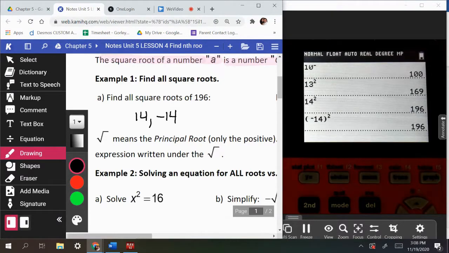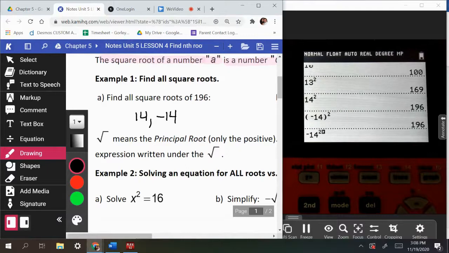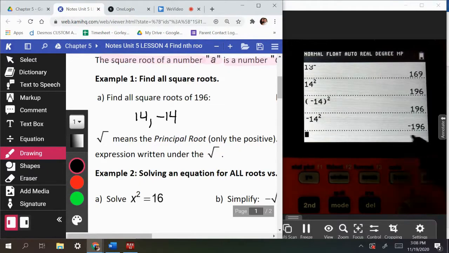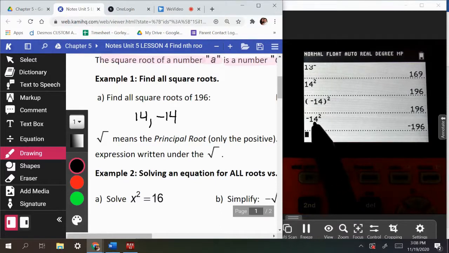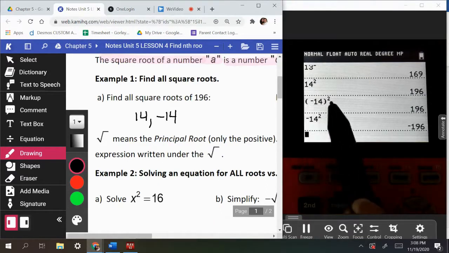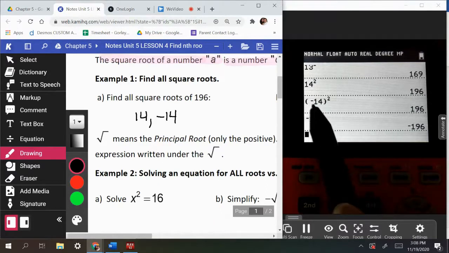Be careful how you put it into your calculator, because if you put it in like this, you're going to see you don't get positive 196. With order of operations, it would be squaring the 14 first and then multiplying by negative 1. So you want to make sure that you're putting whatever number you're squaring inside parentheses.